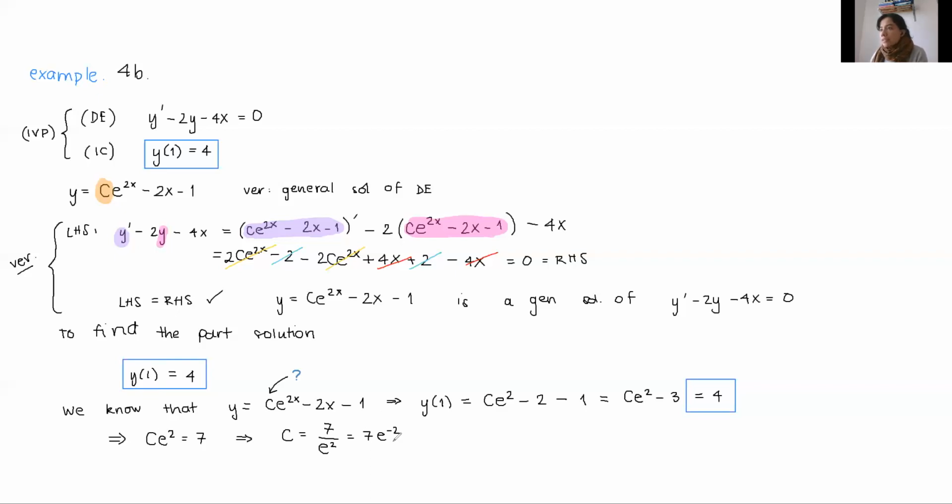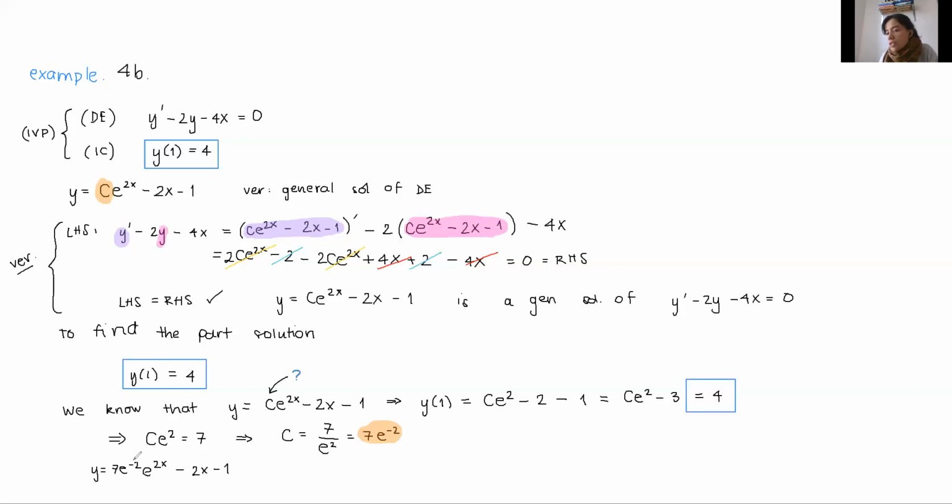So what that means is we already have the value of c now. So now I know that my constant c is actually just equal to 7e to the negative 2. And now if I want to give my final answer, then that has to be the actual solution to the initial value problem. So that means the solution that satisfies the differential equation and that satisfies, excuse me, the initial condition, which means that y is equal to c, but c is equal to 7e to the minus 2, times e to the 2x minus 2x minus 1.